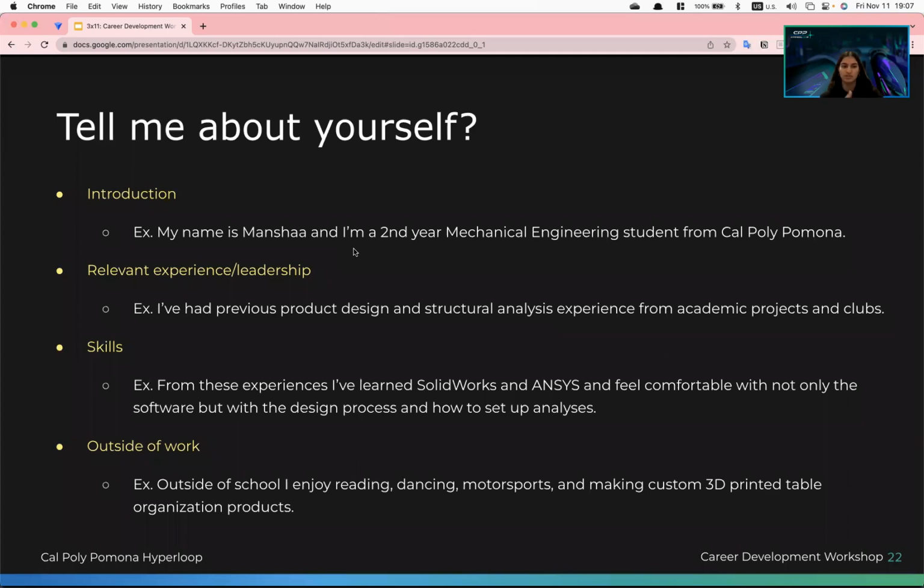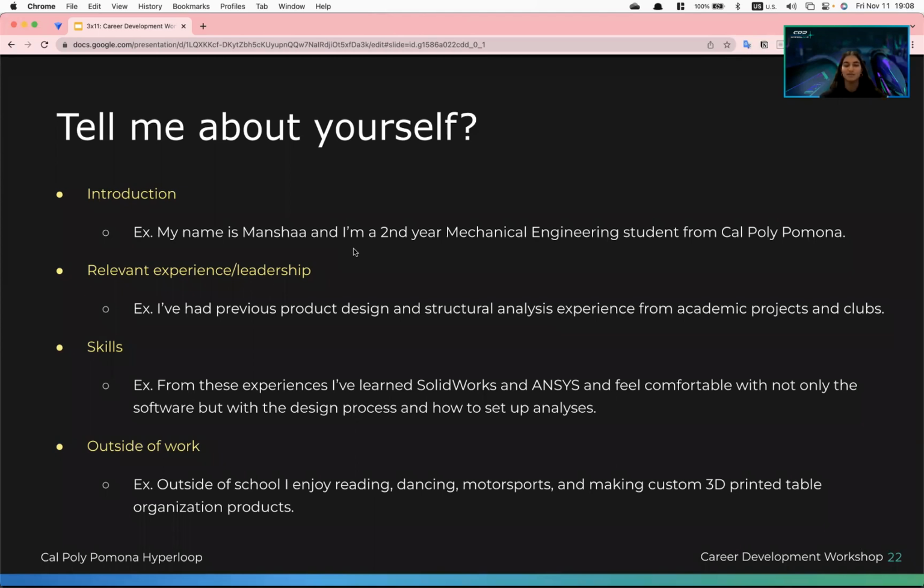An example would be, hello, my name is Manshaa. I'm a second-year mechanical engineering student from Cal Poly Pomona. I've had previous experience in product design and structural analysis, from academic projects and clubs. From these experiences, I've learned SolidWorks and ANSYS and feel comfortable with not only the software, but with the design process and how to set up analyses.